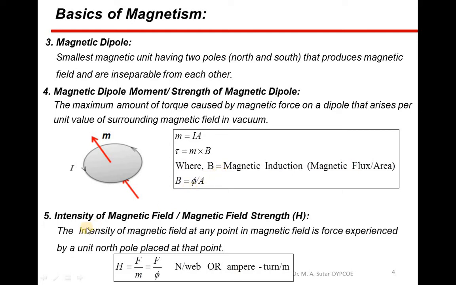Next is the intensity of magnetic field, or magnetic field strength. The intensity of magnetic field is defined as the force experienced by a unit North Pole in the magnetic field, and it is H is equal to F upon M. M is nothing but phi, so F upon phi, so its unit is Newton per Weber, or ampere turn per meter.